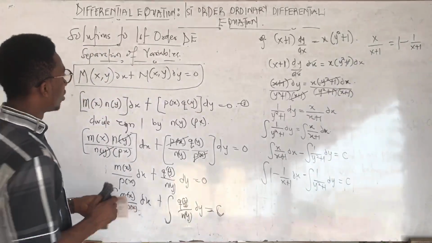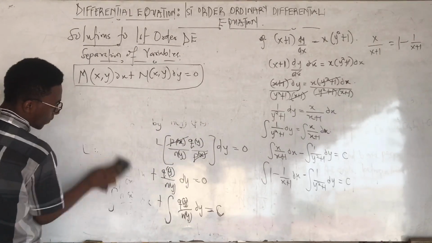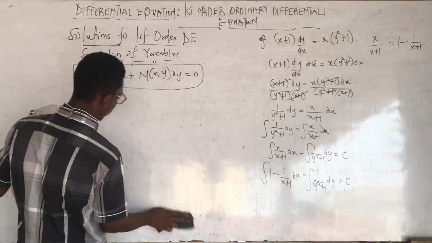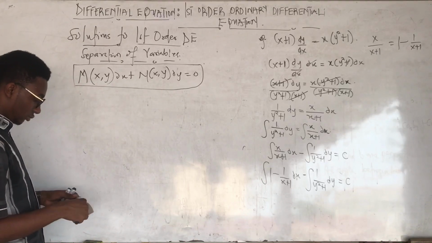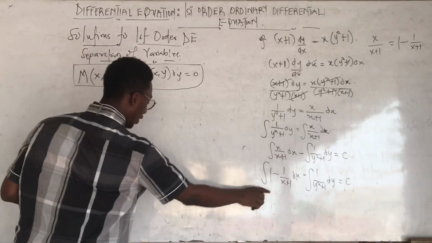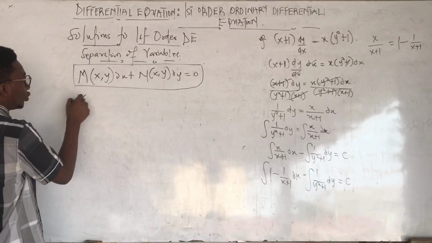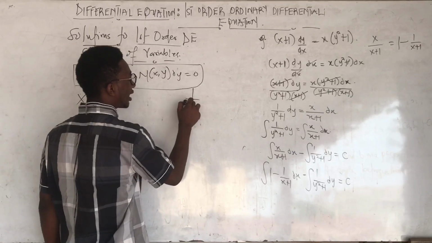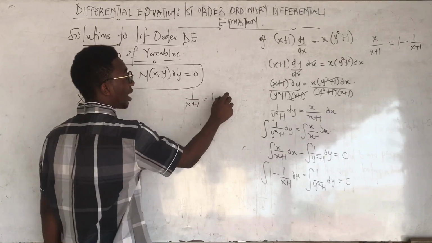Alright, so let me clear this place and let's finish it up here. Now you can integrate the constant. If you integrate 1 with respect to x, you get x. And when you integrate 1 over x plus 1, it is equal to ln of x plus 1.